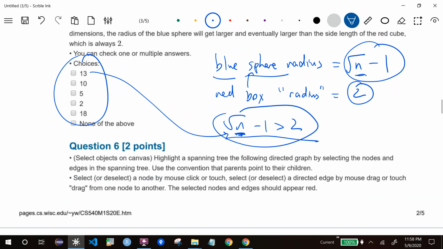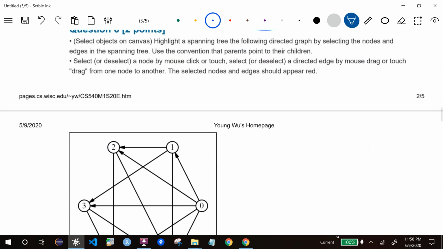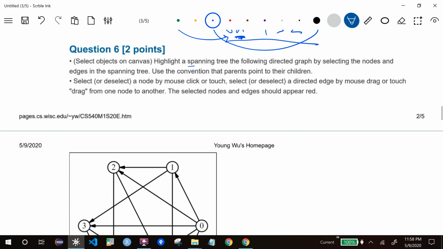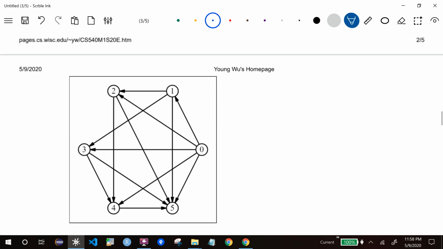Okay, so that's enough of this. So the next one is asking about the spanning tree. And this will be useful also after the midterm, but I will talk about it now. So suppose you have a graph like this. A spanning tree would just be a tree that covers all the vertices. So we want a tree that covers all of these vertices.